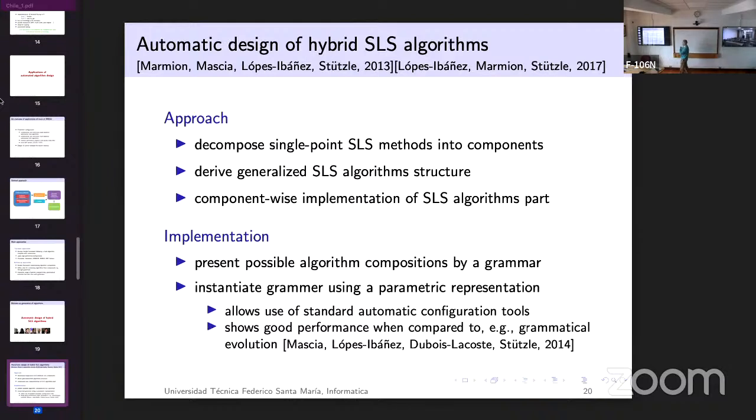This is a paper in IEEE Transactions, and it's interesting that it's essentially random search, which one didn't know. So iRace was really better.